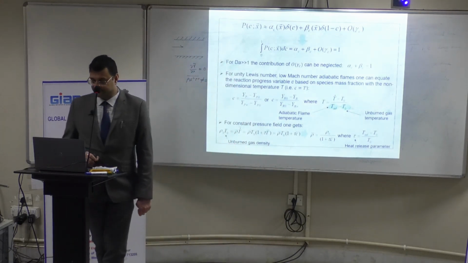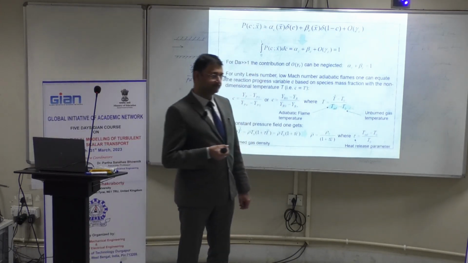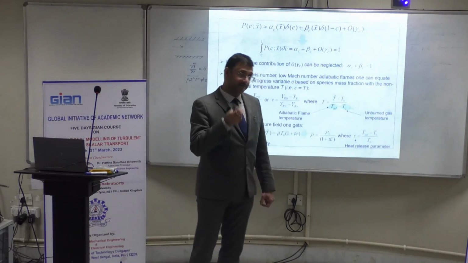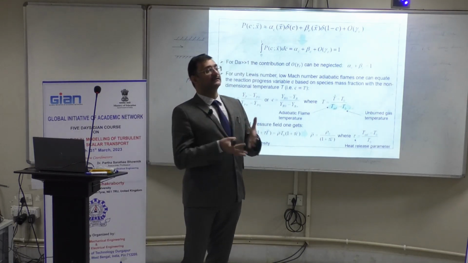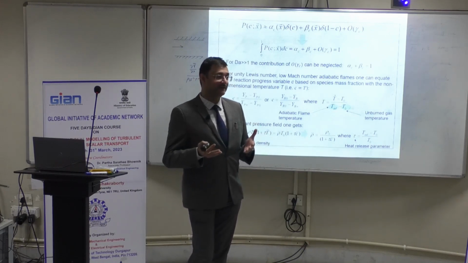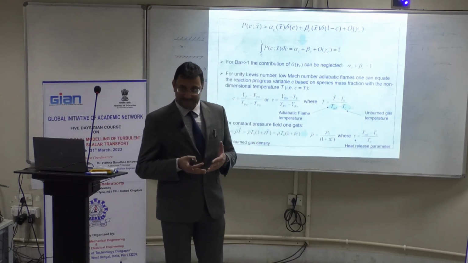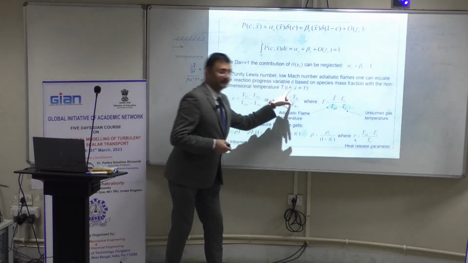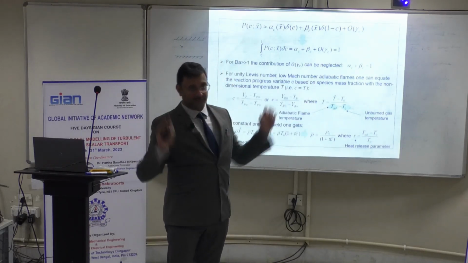At this point, I have to consider a couple of things. If I am dealing with a Bhowmik number, unity Lewis number, just to remind you, unity Lewis number means thermal diffusivity is the same as mass diffusivity. So all the species are diffusing equally. There are no differential strengths between the diffusion processes of scalars. Okay? So if you have unity Lewis number, Bhowmik number, and a globally adiabatic situation, that means no heat loss.